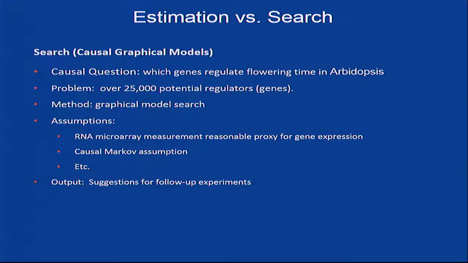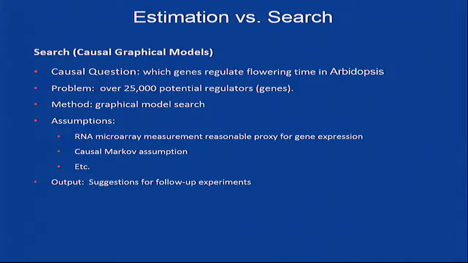So if you're doing search, it's a completely different context. So take a question that was answered in a nice piece of work in 2012 about regulating flowering time in a plant called Arabidopsis. In this case, they had very little prior knowledge of what genes would actually regulate flowering time, and there were 25,000 candidates, right? So you can have a lot of money to do a lot of experiments, but you can't do 25,000 experiments and hope to actually have anything like knowledge in the immediate future.